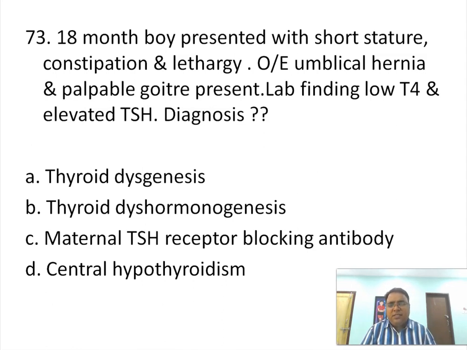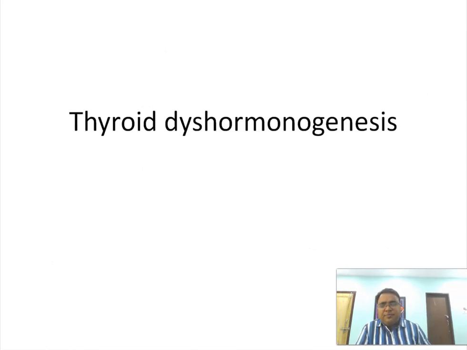Then what is the cause? Is it thyroid dysgenesis, thyroid dyshormonogenesis, maternal TSH receptor blocking antibody, or central hypothyroidism? What we can easily miss is the palpable goitre. If goitre is there, then it is something other than the commonly thought thyroid dysgenesis. Suppose goitre is not there in the question, then the answer is thyroid dysgenesis. Because goitre is there, the answer is B, thyroid dyshormonogenesis.